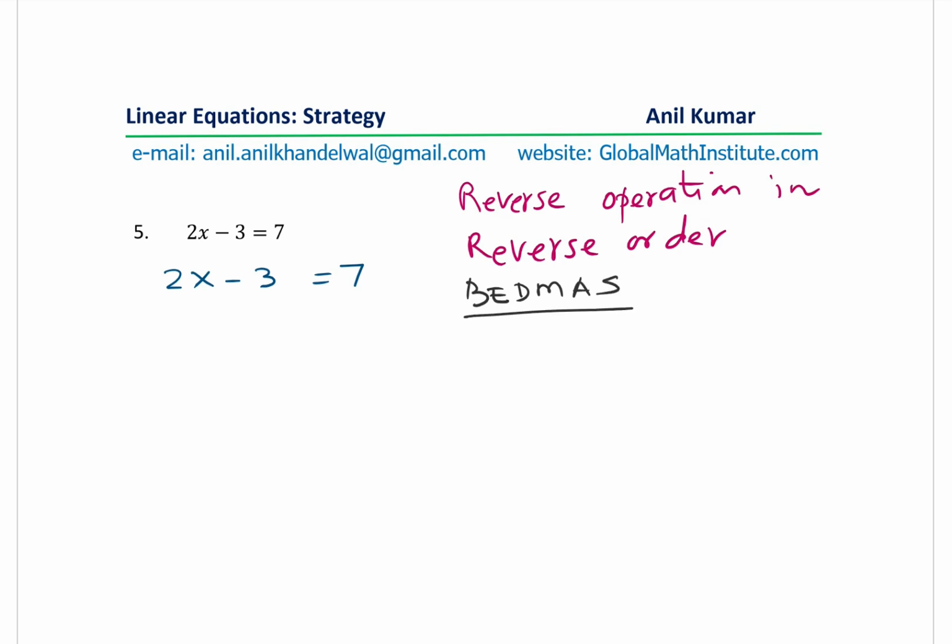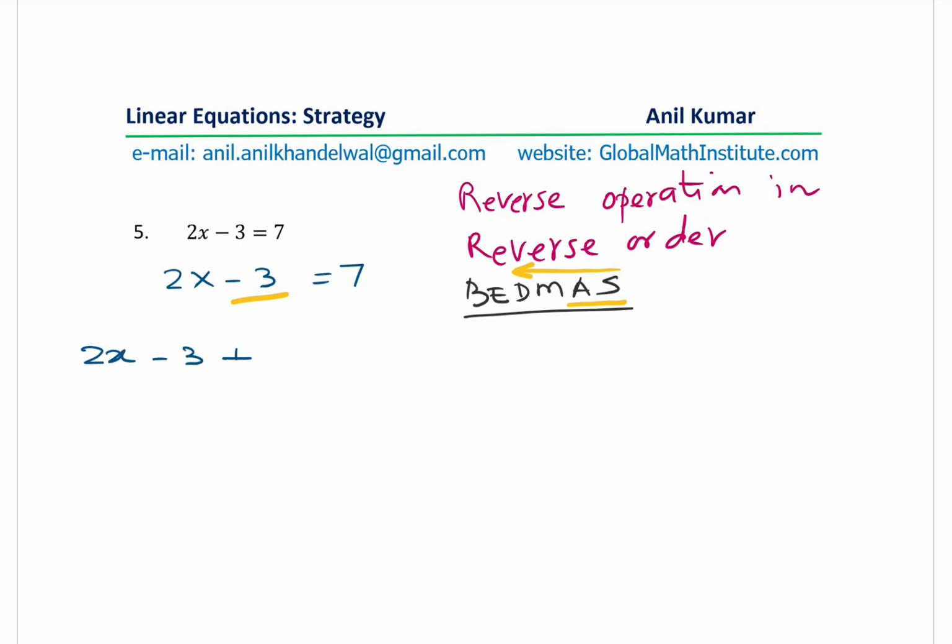But we are going to do this order in the reverse manner. So the first step is to take care of numbers which are added or subtracted. In this case, minus 3 is the number which is being subtracted. So we'll first reverse this, right? So I'm going to write it in a different way now. So we have 2x minus 3.